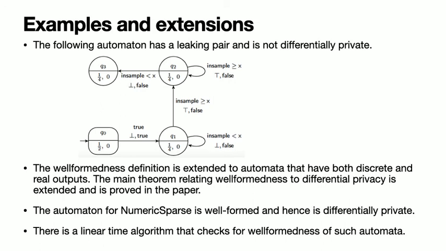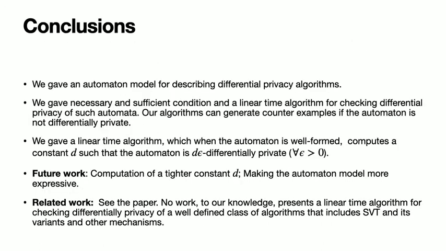Now, the well-formedness definition is extended in the paper to automata that have both discrete and real outputs. The main theorem relating well-formedness to differential privacy is extended and proved in the paper. The automaton for numeric sparse is well-formed and is differentially private. There is a linear time algorithm that checks for well-formedness of such automata.